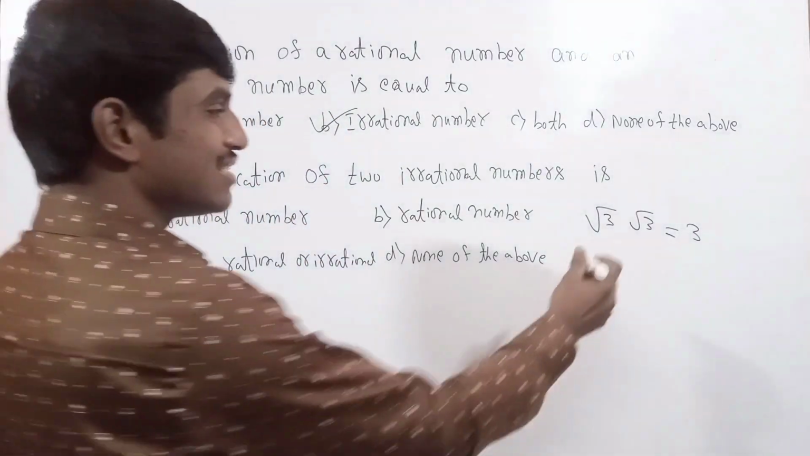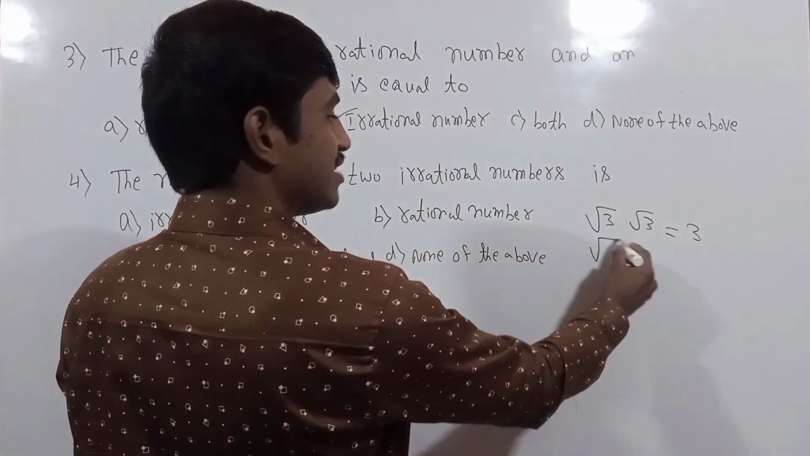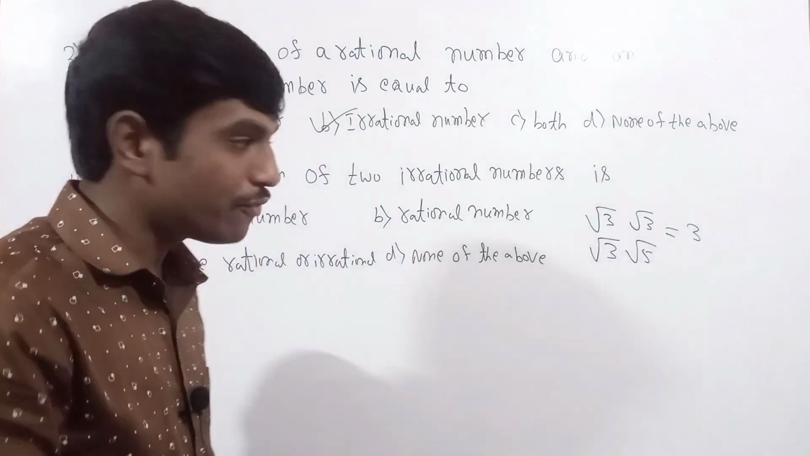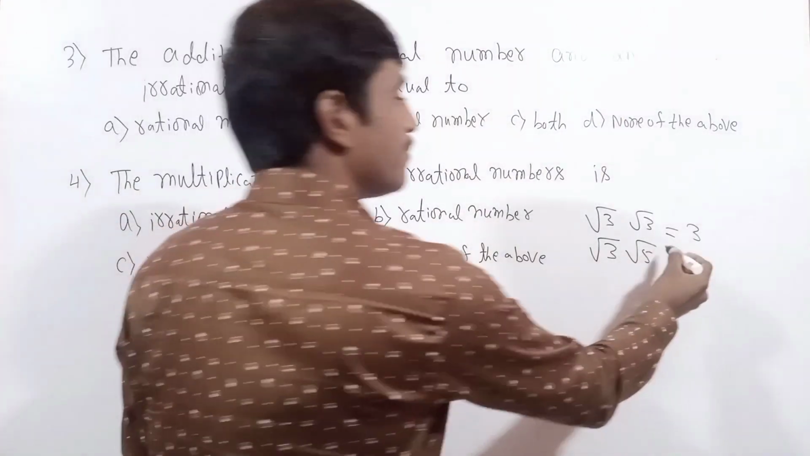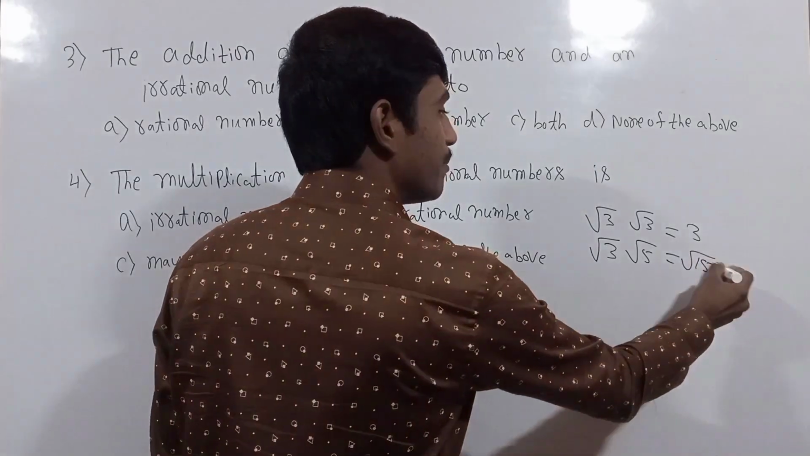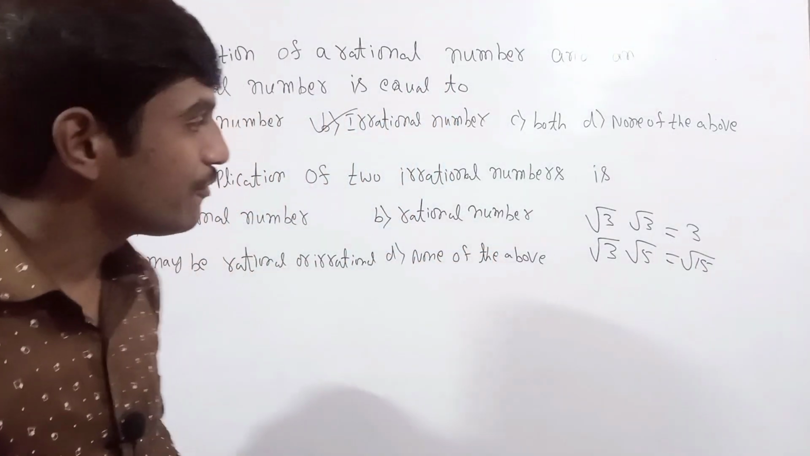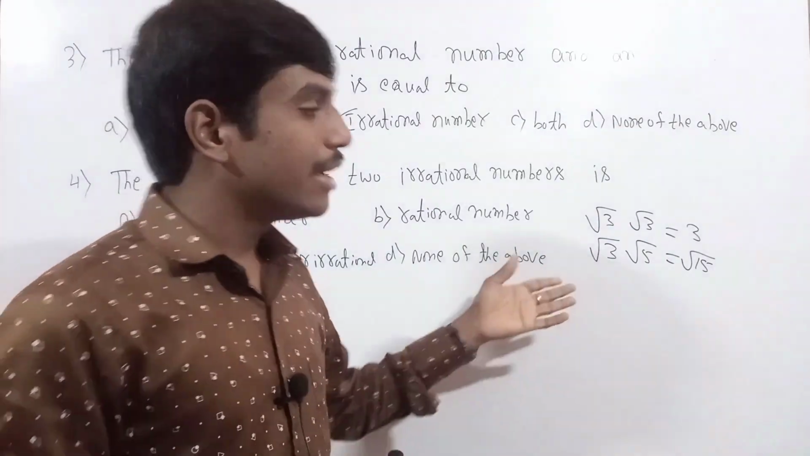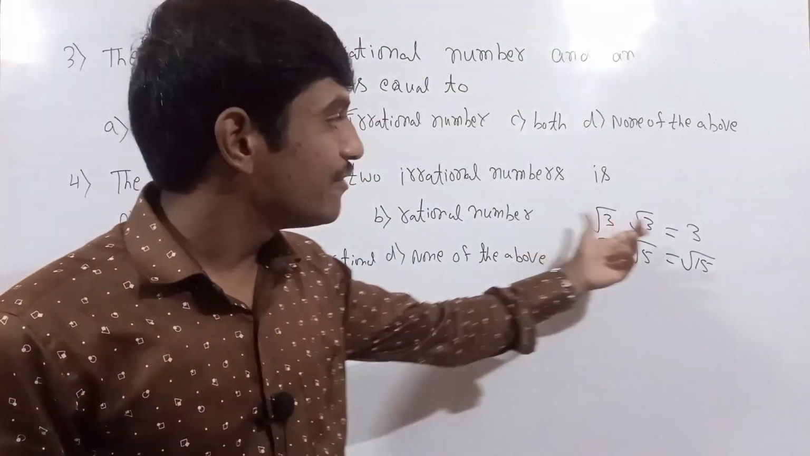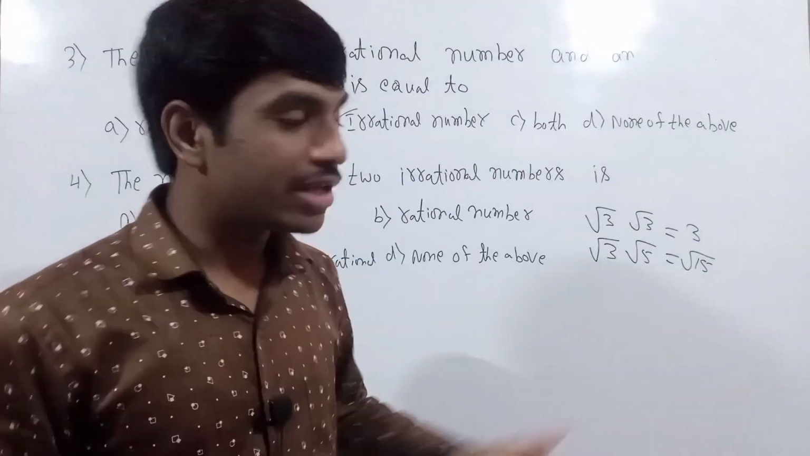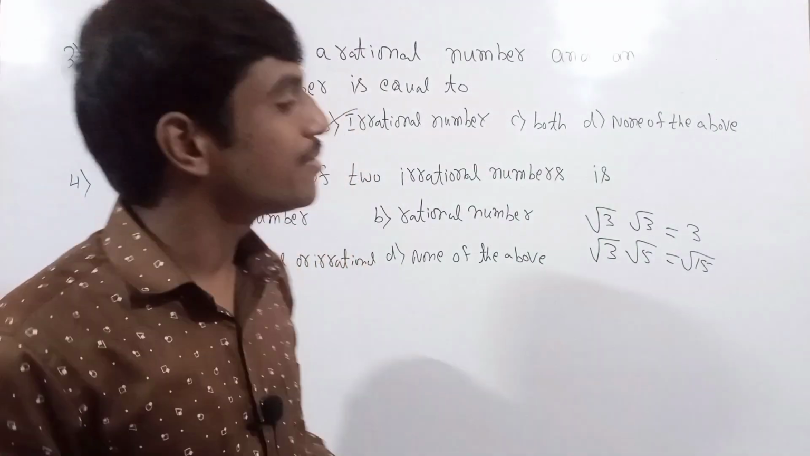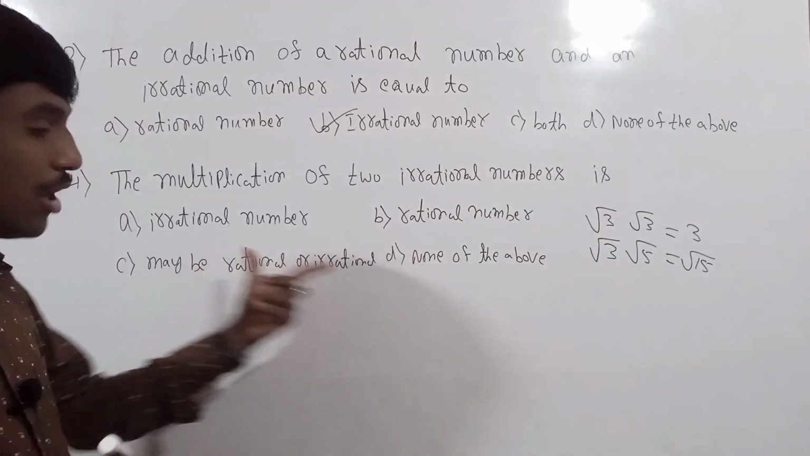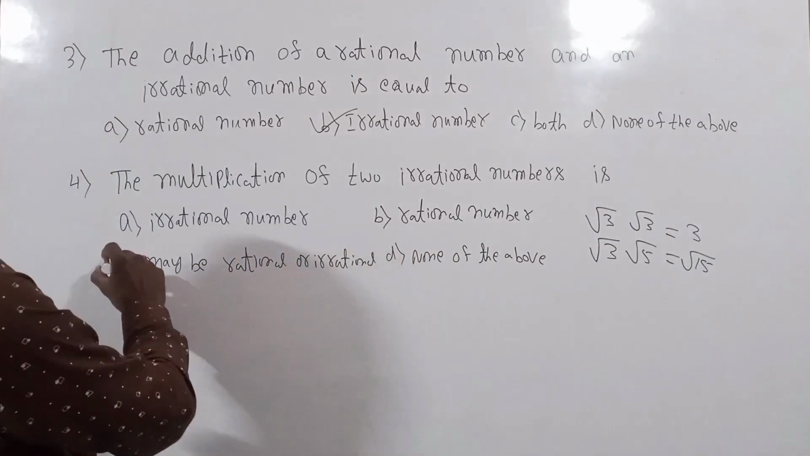So let's take one more example. Let's take root 3 and root 5. Now root 3 is irrational and root 5 is also irrational, but when you multiply, you will get an irrational number again. So here we got a rational number, here we are getting an irrational number. That means it depends. We cannot say whether it is exactly rational or irrational. Sometimes we get a rational number and sometimes we get an irrational number. So that's why we have to go for the option maybe rational or irrational.